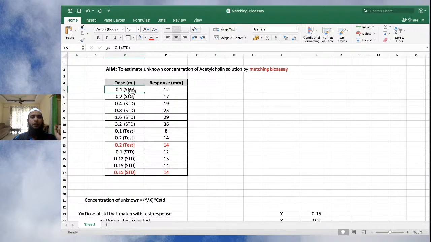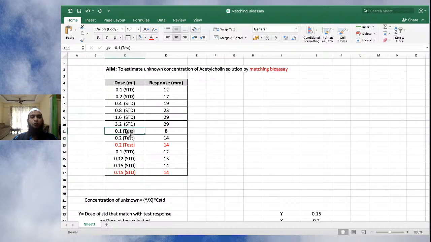Okay, so 0.1 ml, the corresponding response you got is 12. 0.2 ml, the corresponding response is 17. 0.4 ml, the corresponding response is 19. Likewise, till 3.2 you have taken the reading, isn't it? I am just correcting this because at 3.2 we got a ceiling effect, so ideally it should be the same. So we got these readings up to 3.2.